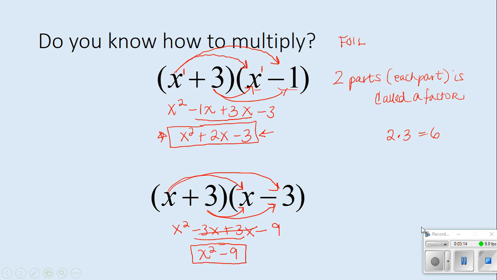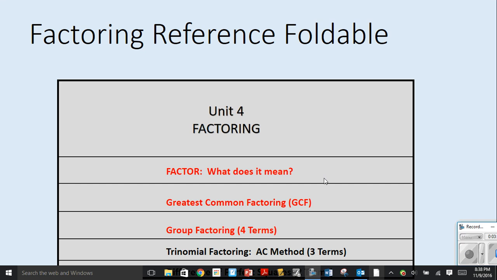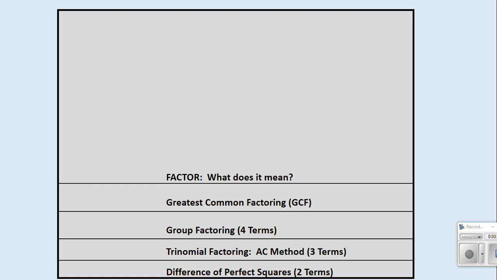So now if you would take out your foldable, you're going to notice that the first thing we're going to do is flip up the first part, and we're going to talk about factor and what does it mean. And then we're going to talk about the greatest common factoring and how to do that. And then we're going to talk about group factoring. All right, so open up your foldable. And you'll see 2 bullets.